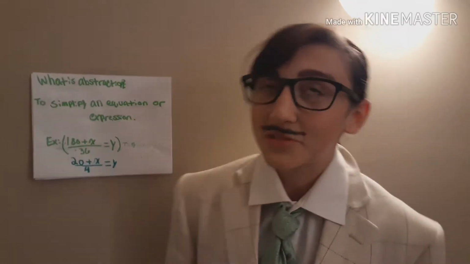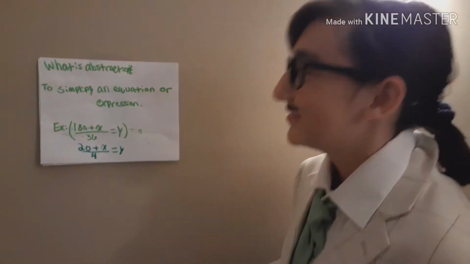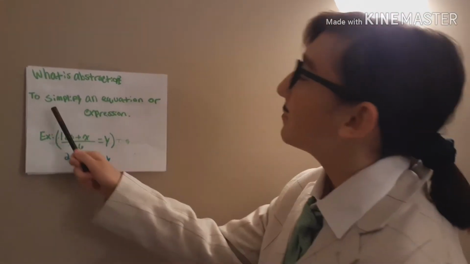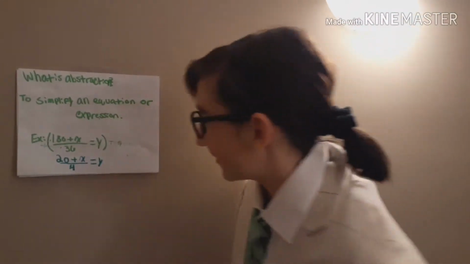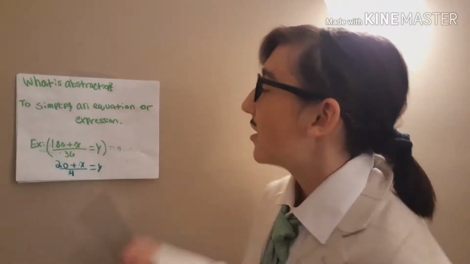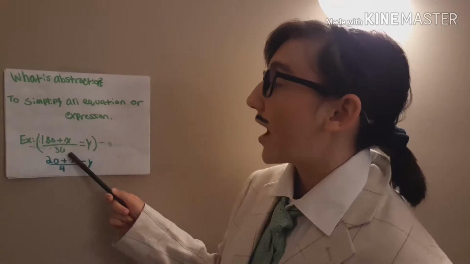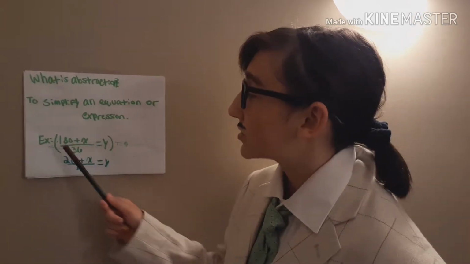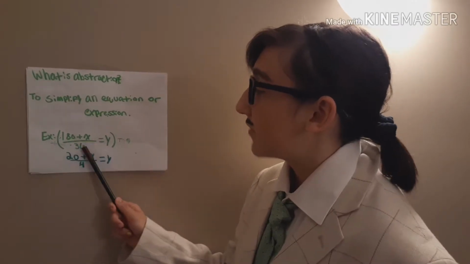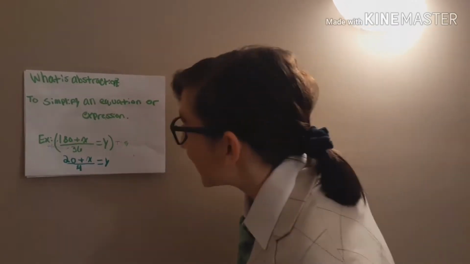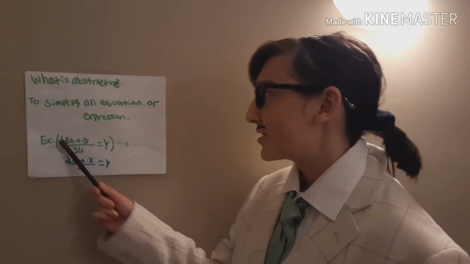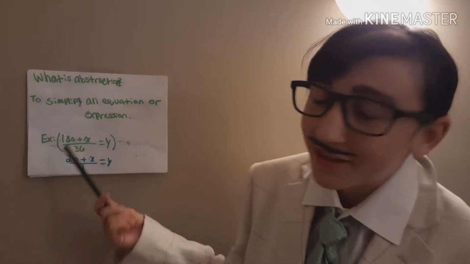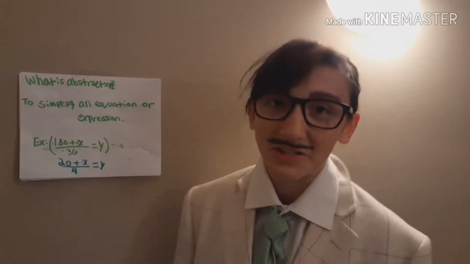What is abstraction? Now this one is one of my favorites, I can't lie. To simplify an equation or expression. What this basically means is, for example, whenever you have situations like this, in which, let's just say, y equals 180 plus x divided by 36, instead of doing all this math, you could always just simplify and make your life easier. I don't know, that's what I do.